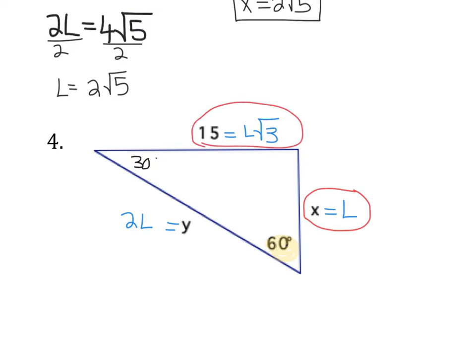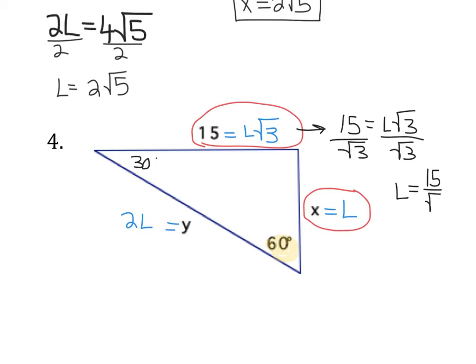Over here I have 15 equals L root 3. There's my answer. There's the one I'm going to solve first. So 15 equals L root 3. I have to get L by itself. So if it's being multiplied by the square root of 3, I divide both sides by the square root of 3. All right, this is going to give me L equals 15 over the square root of 3.